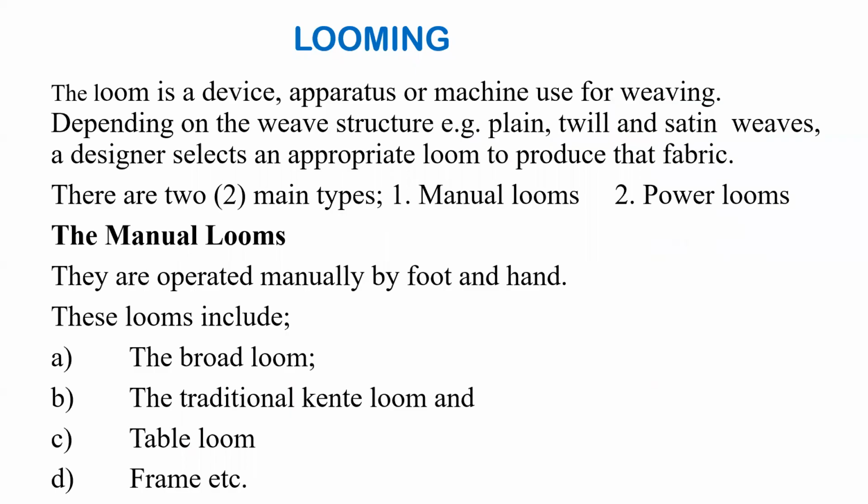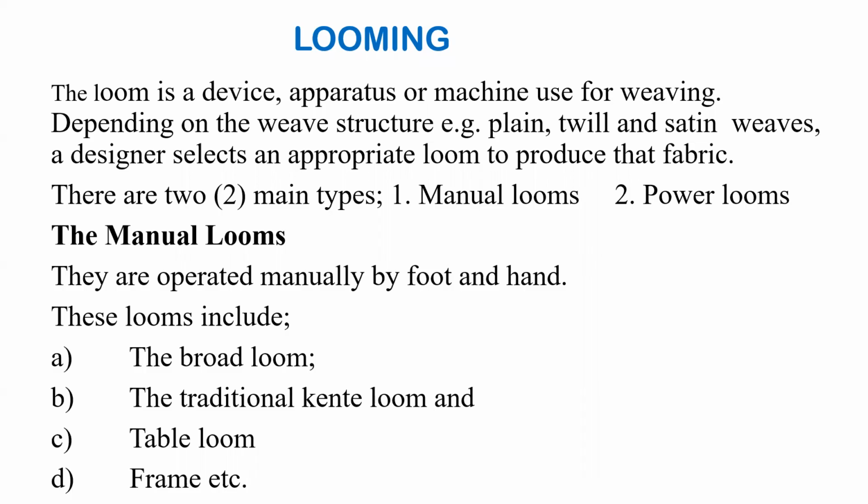So what is the loom? The loom is a device, apparatus, or machine used for weaving. Depending on the weave structure, for example plain, twill, and satin weaves, a designer selects an appropriate loom to produce that fabric. So the type of fabric that you want to produce will determine the type of loom that will be used for the weave structure we have selected.